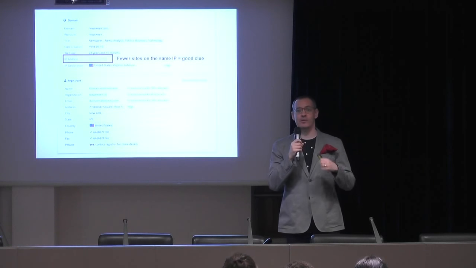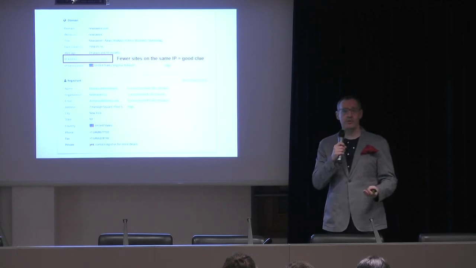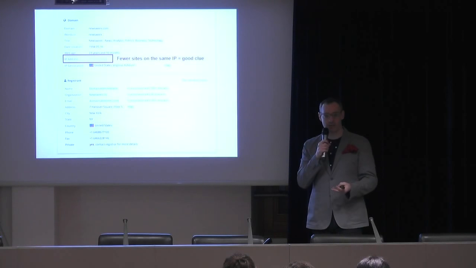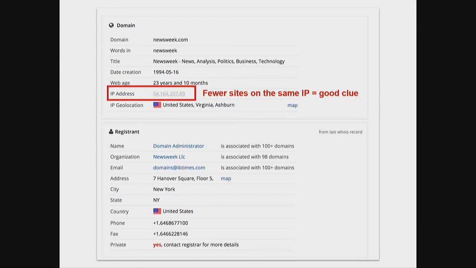Because often people will rent a server or they'll set up their own server and they'll put all of their websites on it. If you get a result that's like hundreds of thousands of websites, somebody has just put it on a very kind of group server that their host has put it on. So the lower number, the better it is for IP.